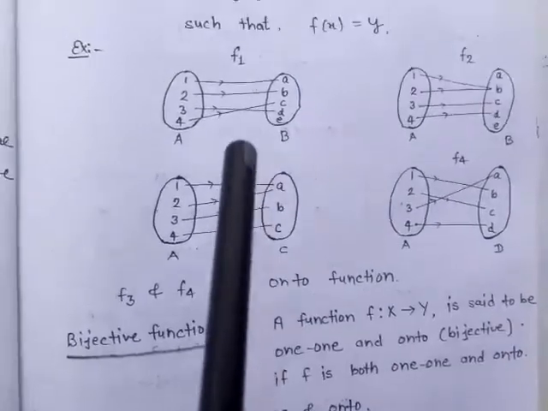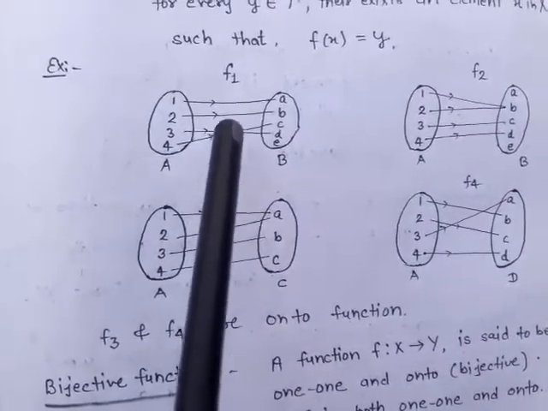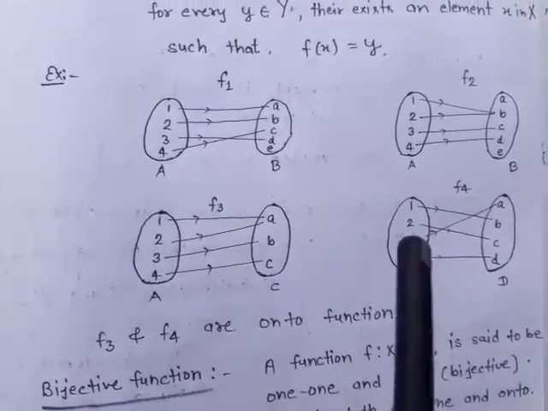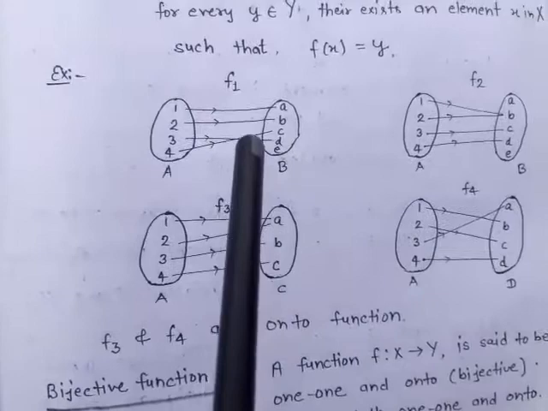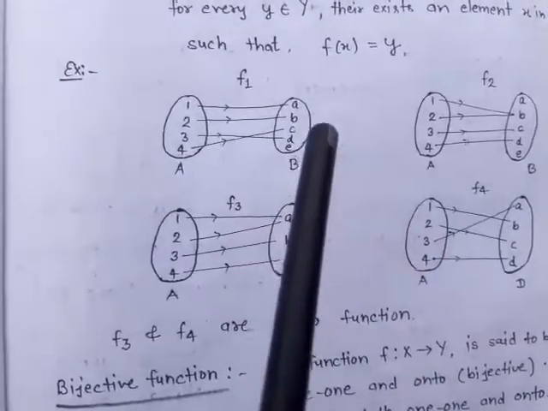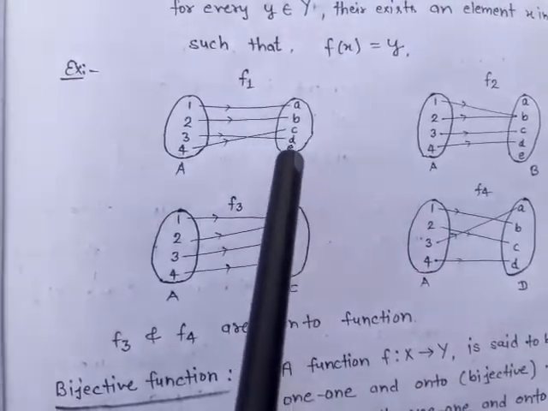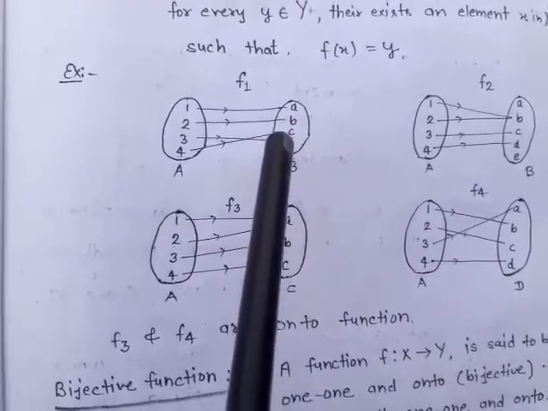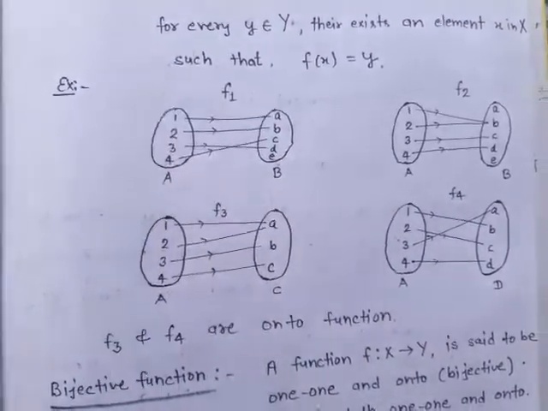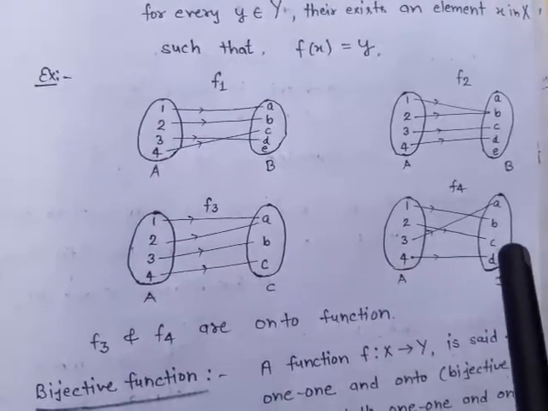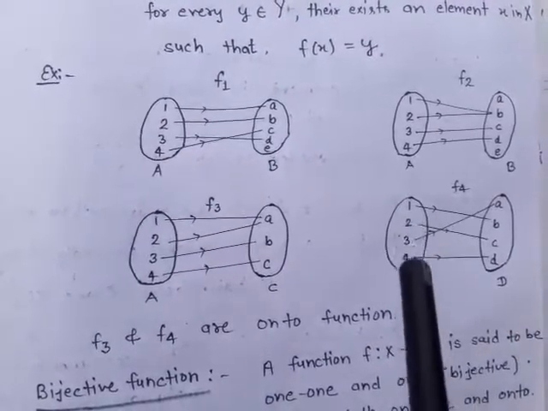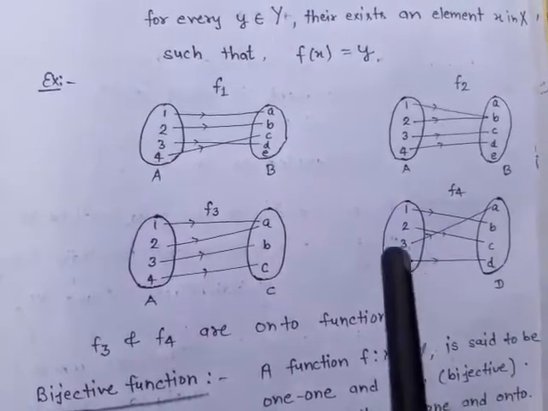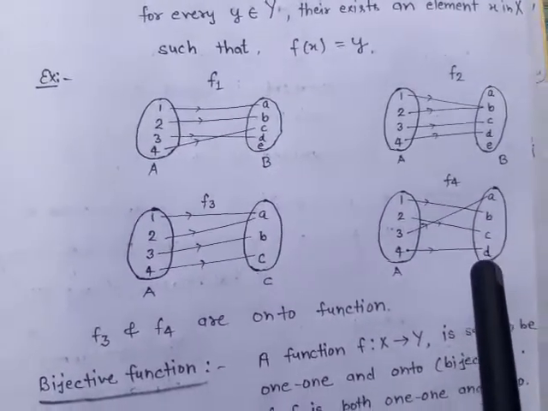Now it is clear from the above examples: this is one-one, this is not one-one, this is not one-one, this is one-one. Here we discuss f1 and f4. Here for f1, E is free, so it is not onto, but it is one-one. So we will not take it as a bijective function. Here for f4, every element of Y is the image of some element of X. Here this is one-one and onto both, so f4 is a bijective function.